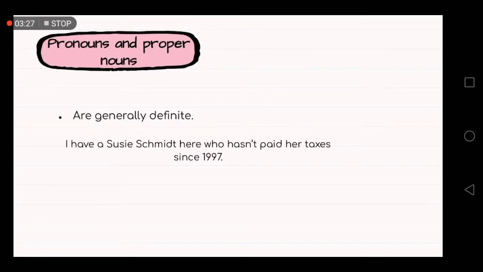Pronouns and proper nouns are generally definite, but there are exceptions. In this example: I have a Susie Smith here who hasn't paid her taxes since 1997. In that example, the use of the indefinite article a marks Susie Smith as indefinite. So why? The clerk can do this because neither the speaker nor the addressee knows the particular individual who goes by the name Susie Smith.